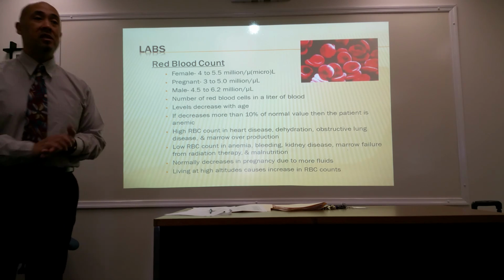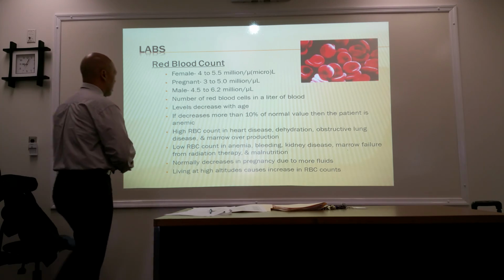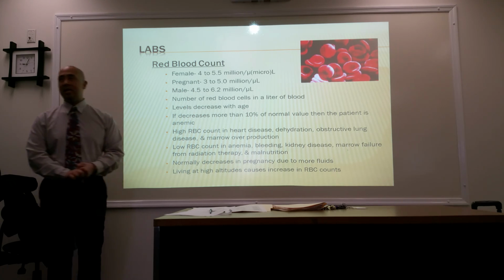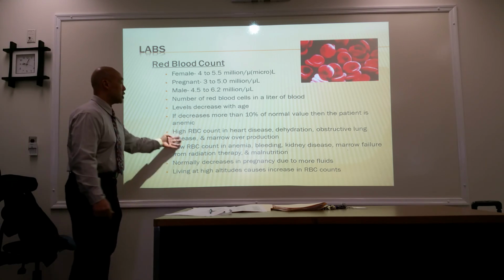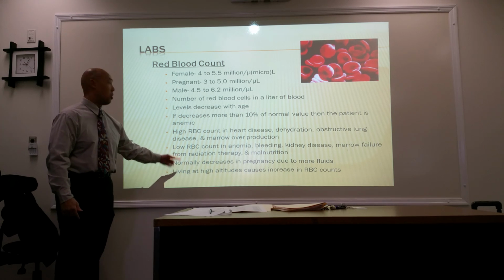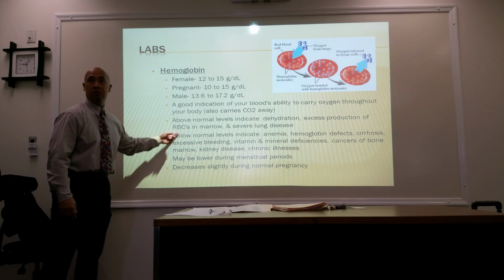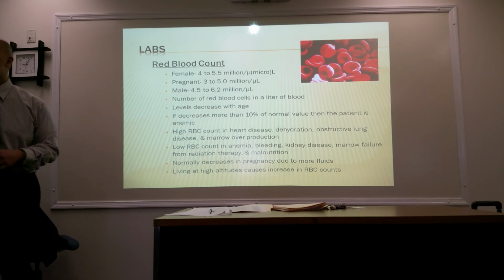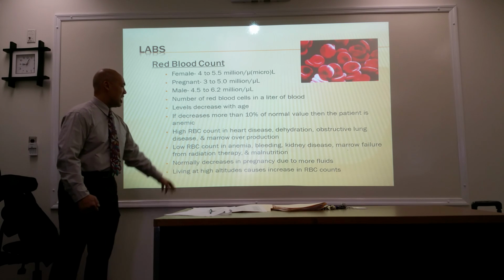Red blood count, or RBCs, is the number of red blood cells in your body. If decreased more than 10% of normal value, then the patient is anemic. Anything less than 10% of normal value is considered anemic. Just like with hemoglobins, when you look at the ratio between high and low, the causes of high and low are similar. Okay? They're kind of one and one. Normally it decreases in pregnancy due to, again, more fluids, and living at high altitudes causes an increase in RBC counts.